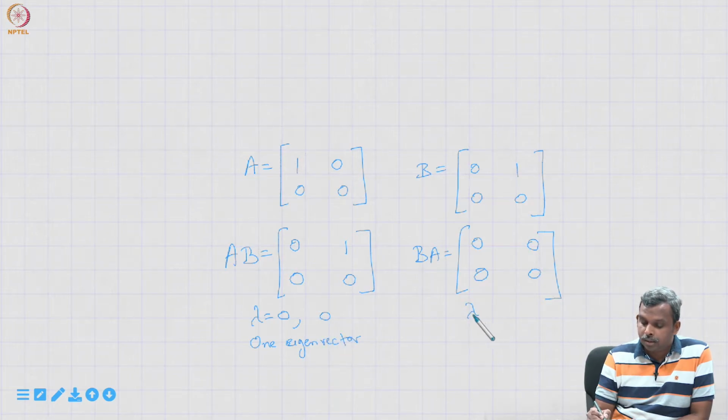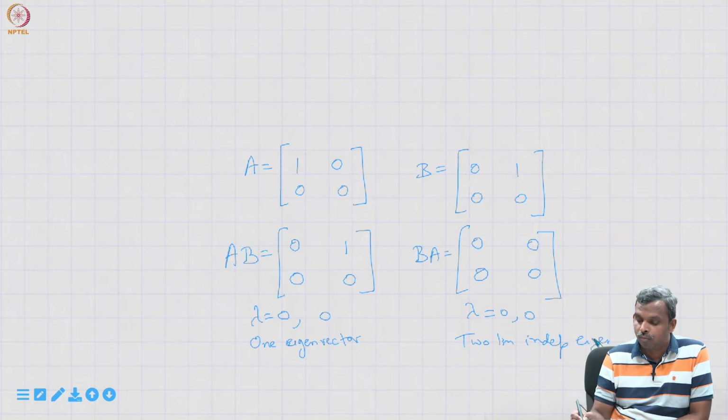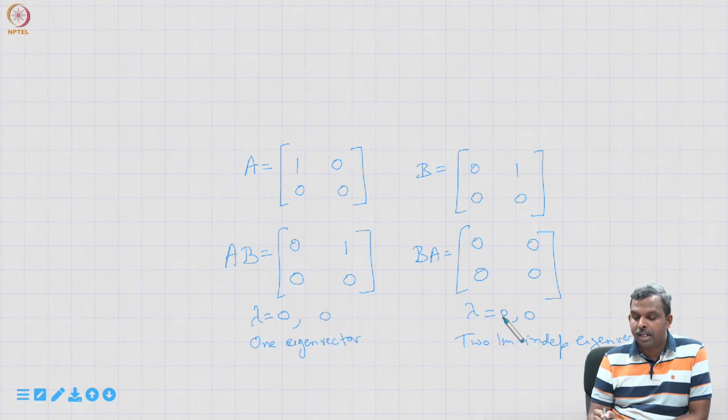So here, when I say 1, I really mean one linearly independent eigenvector. You do not have two linearly independent eigenvectors. That is what I mean when I say one eigenvector. Here also you have lambda 0 0, but you have two linearly independent eigenvectors. So what happened here is the geometric multiplicity is different, but the algebraic multiplicity ended up being the same.